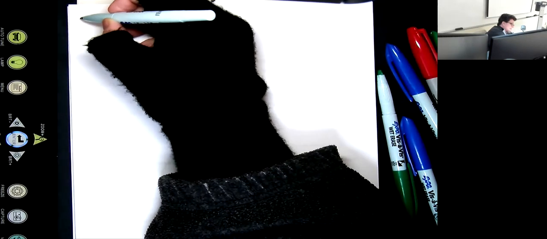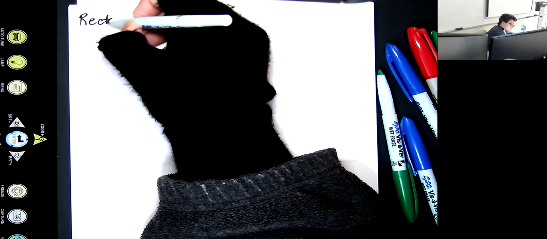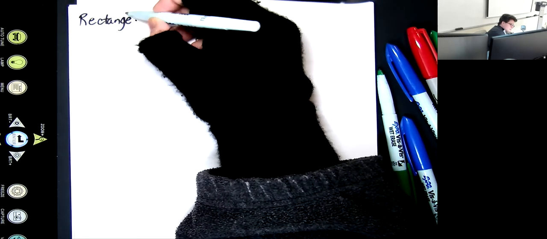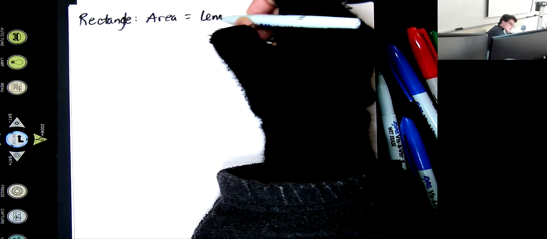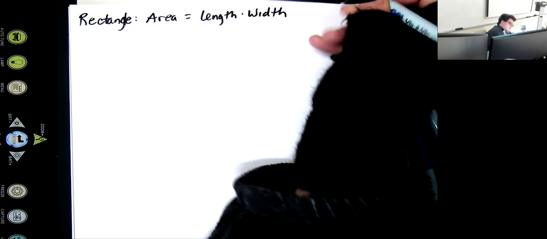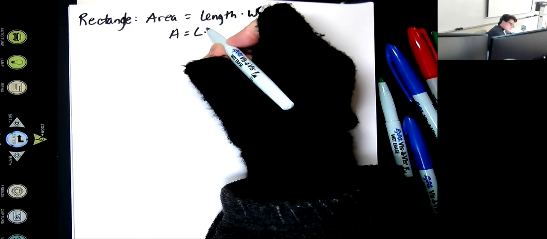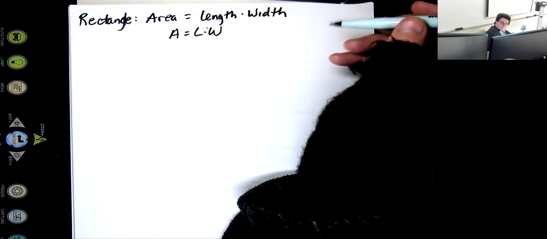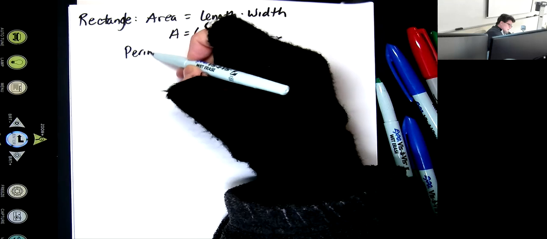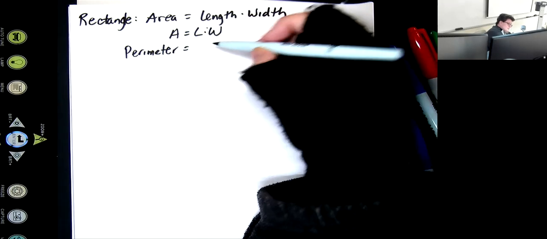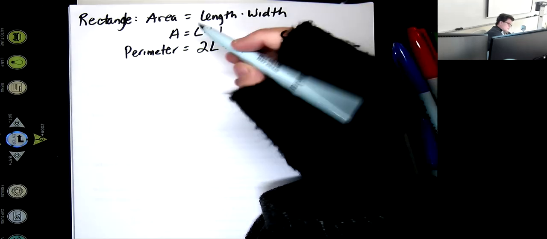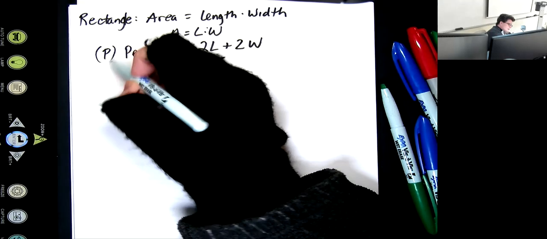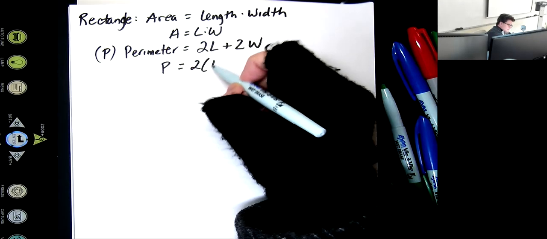All right, so the next one is going to take into account a couple more equations we work with for a rectangle. The area is length times width. We usually say A equals L times W. Perimeter comes in two forms. You'll see 2L plus 2W. The perimeter usually goes by P. Or you might see it with the 2 factored out, 2 times L plus W.